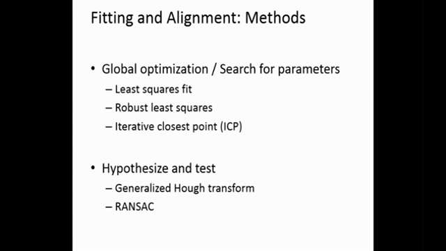And then we'll also talk about some hypothesize and test methods, where you propose some set of parameters, and there's a variety of ways that you can propose those parameters, and then you test to see how good those parameters are. Generally, the global optimization or search for parameters tends to work well when you expect that your data is just noisy, but there's not a lot of outliers. And hypothesize and test tend to be more robust to outliers.